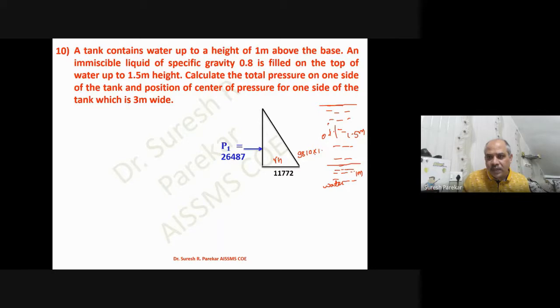Gamma we have 9810 into 0.8, because we have specific gravity as 0.8, into 1.5. So we will get 11772.